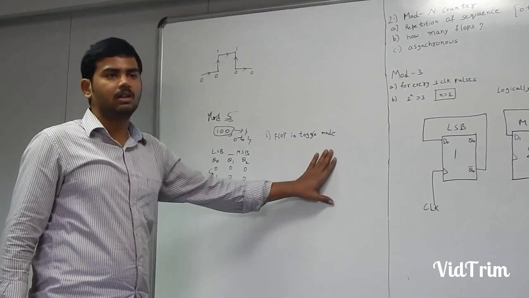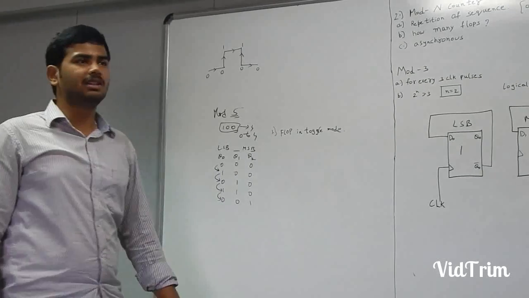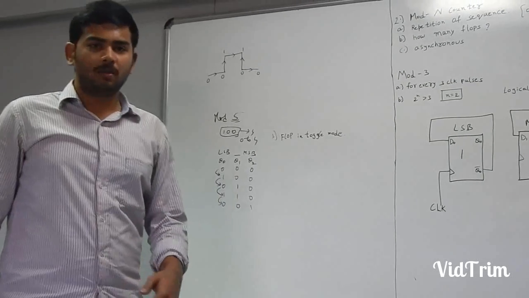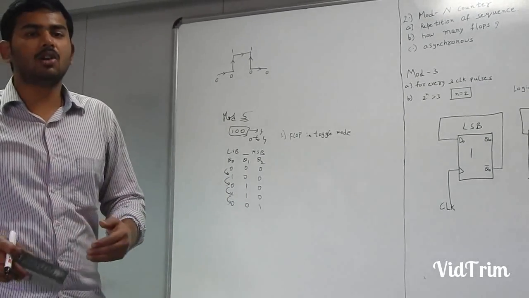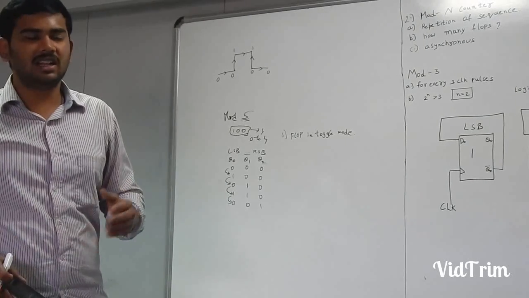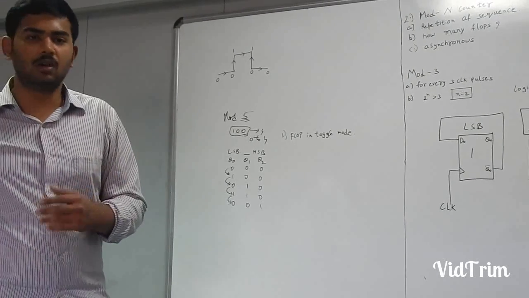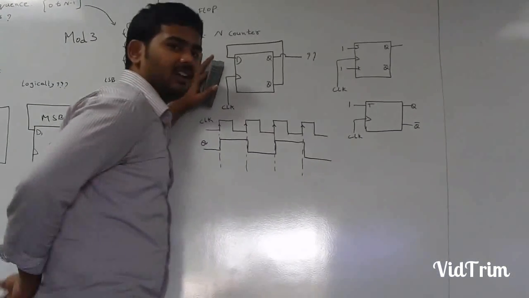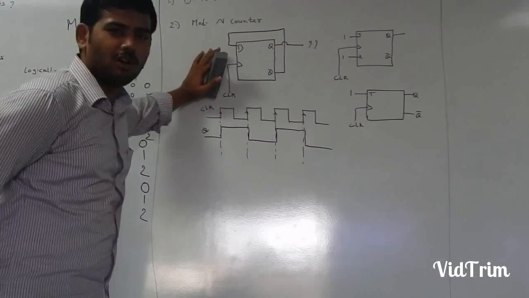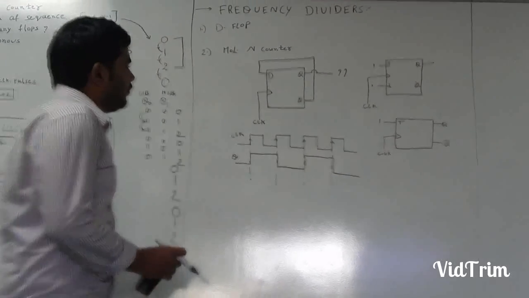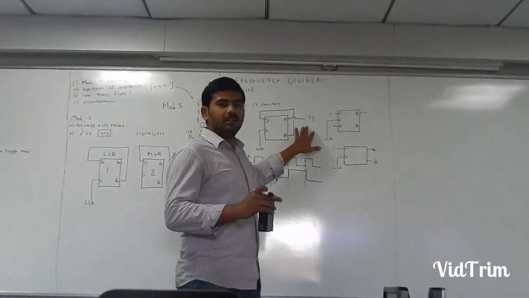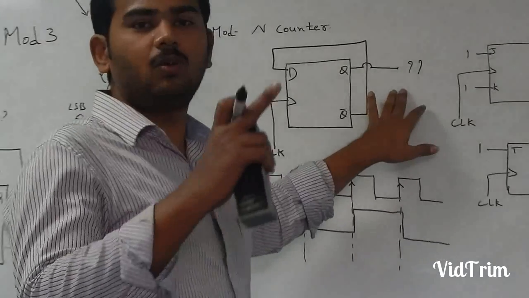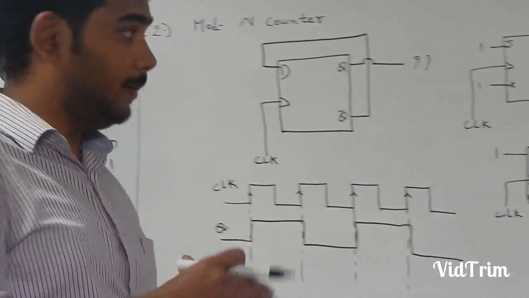Now let us know what is toggle mode. Toggle mode is nothing but every clock pulse the flip flop should toggle, in the sense it should change the state from 1 to 0, 0 to 1 and so on and so forth. Let us come to this. If we take D flop in toggle mode, toggle mode in the sense output should change from 1 to 0, 0 to 1 continuously.